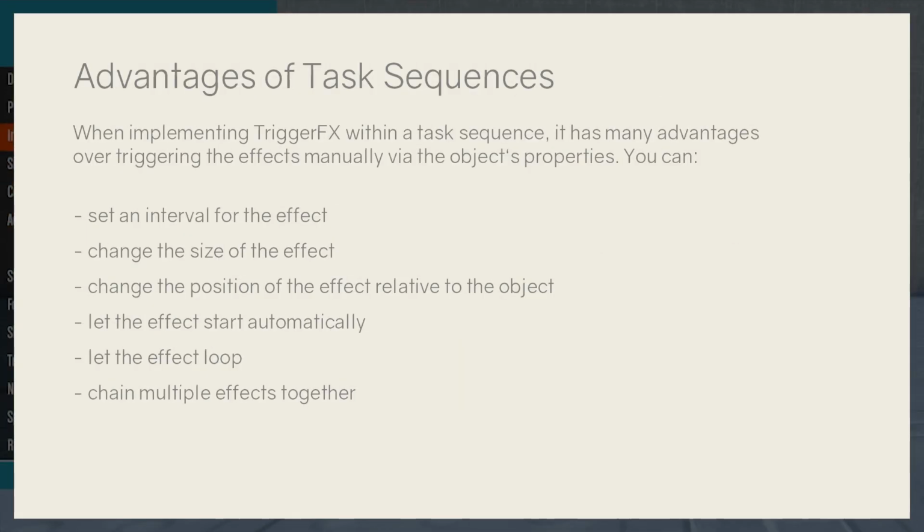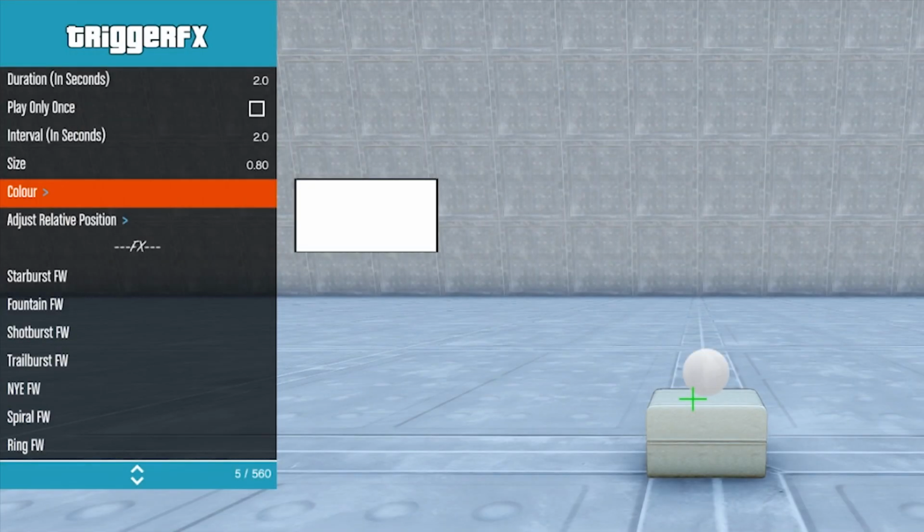You can set an interval for the effect, you can change the size of the effect, change the position of the effect relative to the object, let the effect start automatically, let the effect loop, and chain multiple effects together. I feel like I'm gonna say the word effect far too many times in this video.